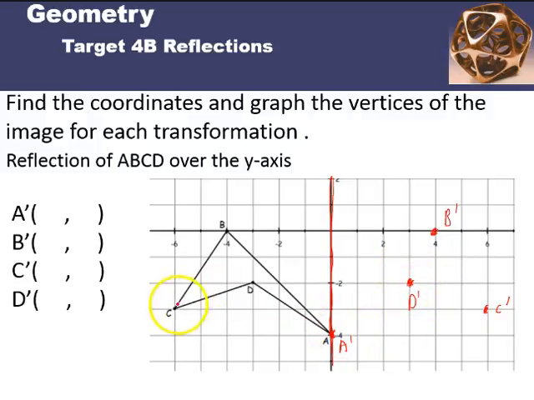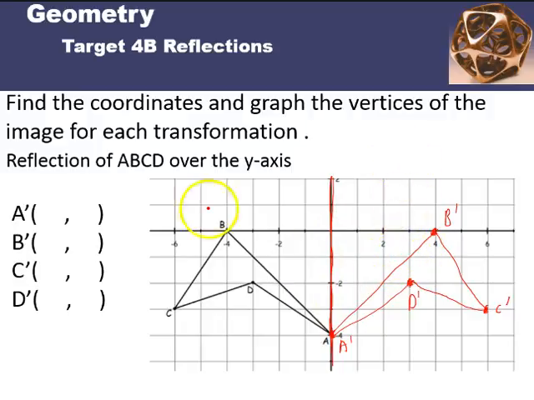So now I have to draw. It goes from A to B, so I'm going to draw from A to B, and then B to C, so B prime to C prime. Whoa, that was messy. B prime to C prime, and then C prime to D prime, and finally D prime to A prime. And now if you imagine folding along this red line, the two sides would line up.